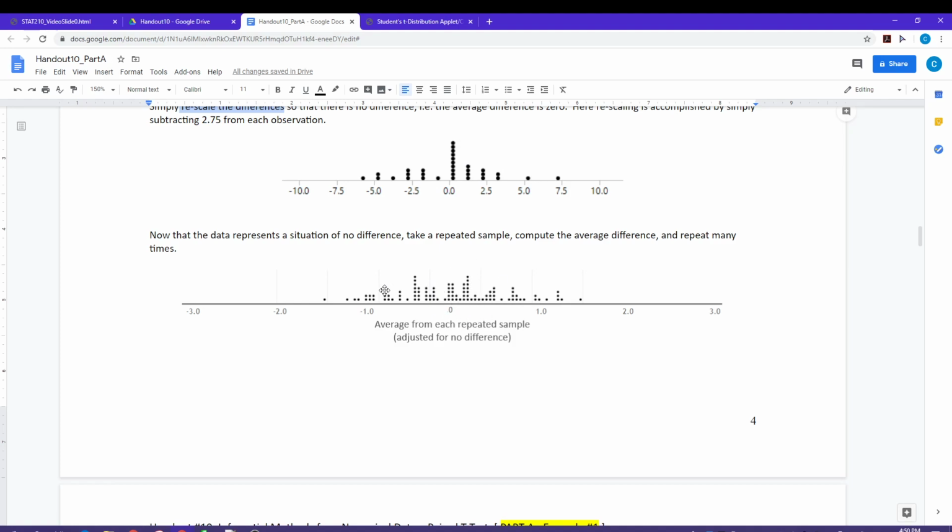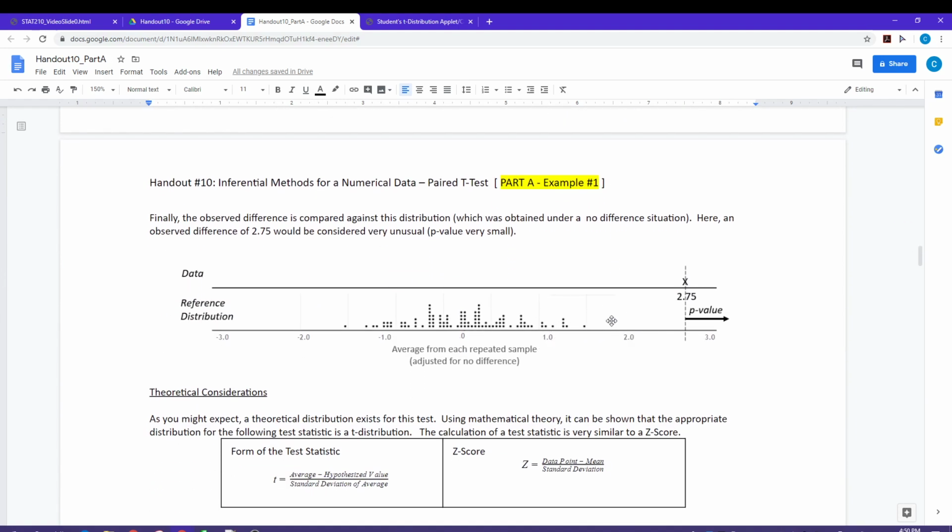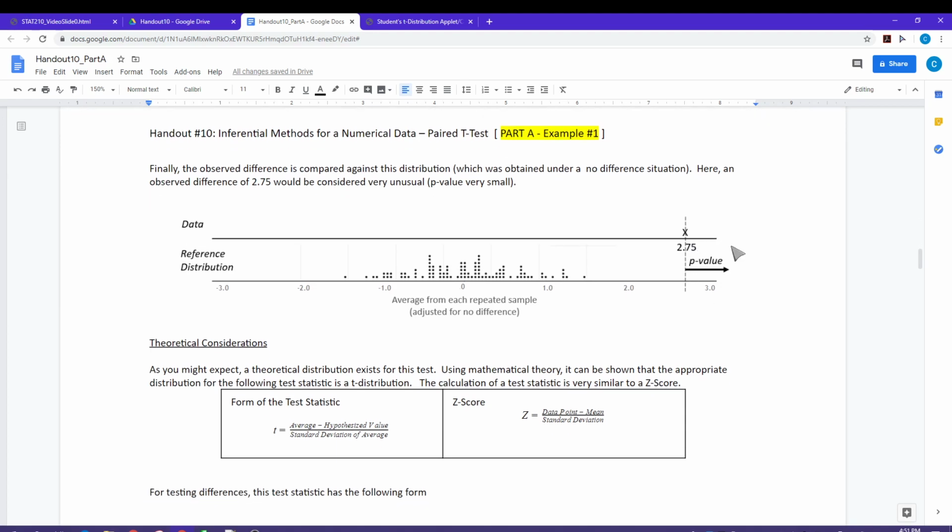So at the bottom of page 4 there is what we would call the sampling distribution for the average, adjusted to have no difference. And again, that's just being rescaled. Once I have that distribution, all I need to do is figure out to what degree is my observed average of 2.75 extreme. So to compute the p-value, all I need to do here is compute the dots that are as extreme or more extreme than my observed outcome, which here my observed average was 2.75. In this particular case, you can see that the p-value is going to be quite small because I do not expect to see a difference of 2.75 over repeated sampling under this situation of no difference.